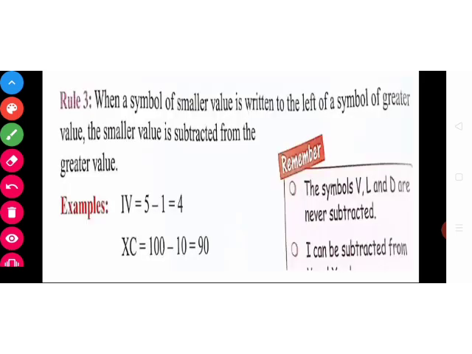And next rule, rule 3. When a symbol of smaller value is written to the left of a symbol of greater value, the smaller value is subtracted from the greater value. So this symbol represents 1 and this symbol represents 5. 5 minus 1 is equal to 4. And look at the next example. This symbol represents 10. This symbol represents 100. So you want to do the subtraction. 100 minus 10 is equal to 90.